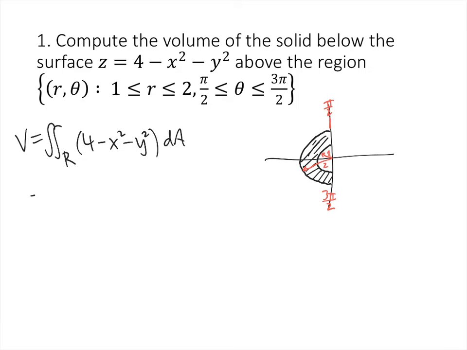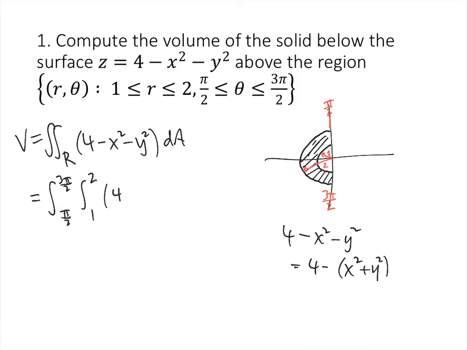So in polar coordinates, we're going to set this up as the integral from pi over 2 to 3 pi over 2, the integral from 1 to 2 of my function. Now, I don't want to write it in terms of x and y, I want to write it in terms of r and theta. The nice thing is that 4 minus x squared minus y squared is really just 4 minus the quantity x squared plus y squared. And we know that when we convert between Cartesian and polar coordinates, x squared plus y squared is just r squared.